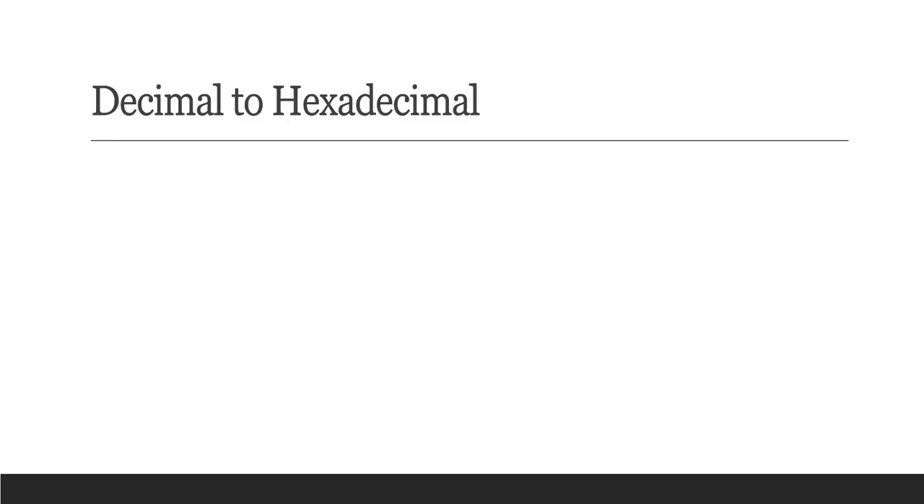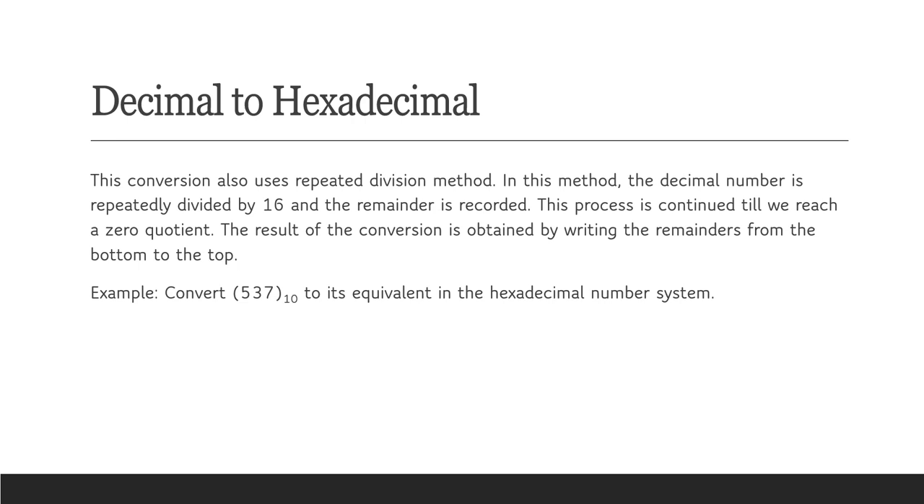Decimal to hexadecimal. This conversion also uses repeated division method. In this method, the decimal number is repeatedly divided by 16 and the remainder is recorded. This process is continued till we reach a zero quotient. The result of the conversion is obtained by writing the remainders from the bottom to the top. Example: convert 537 with base 10 to its equivalent in the hexadecimal number system.